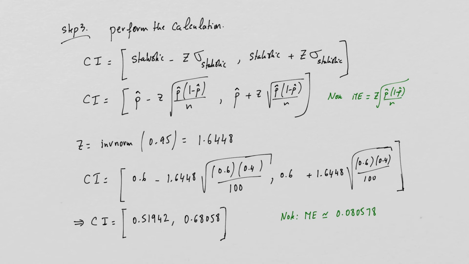Let me just pause here for a second and say something about p hats. So I'll do it also in red. Notice your confidence interval that you are interested in. So in our case, we found 0.51942 and 0.68 and some change. Notice the middle of your confidence interval is always your statistic. In our case, it's p hats. In other words, if you average these two, you're going to get 0.6.